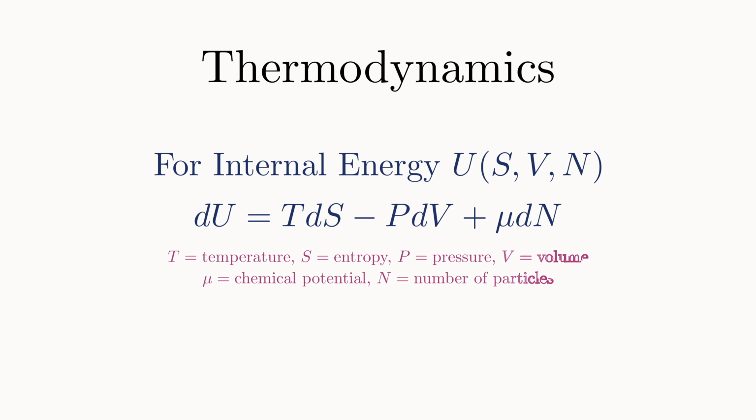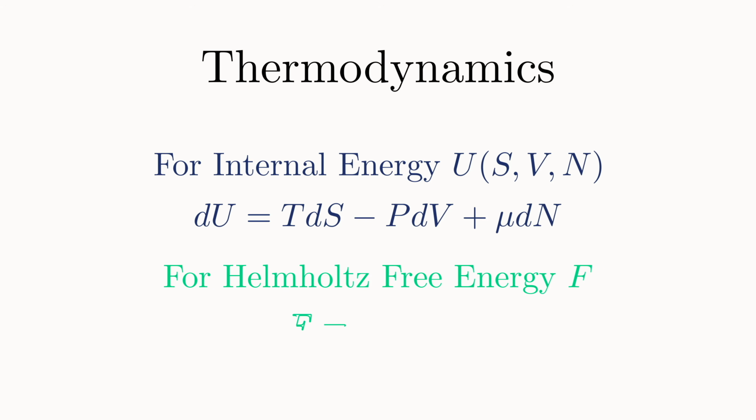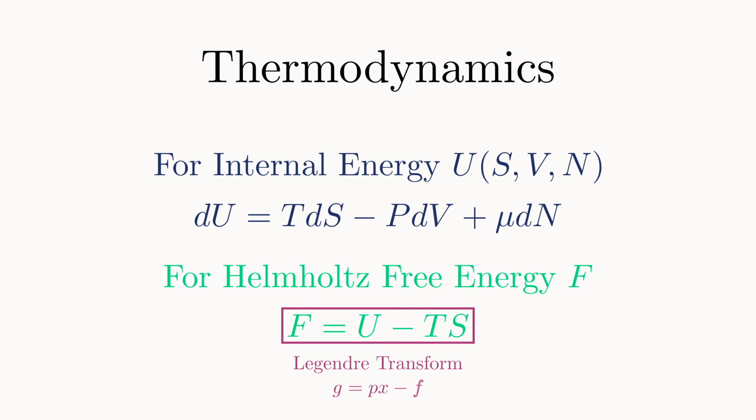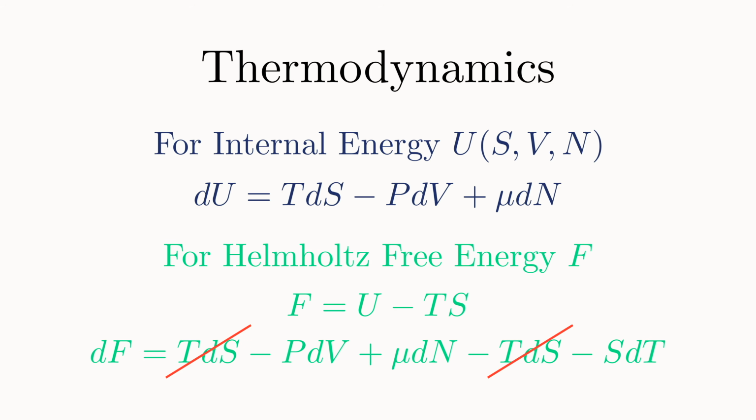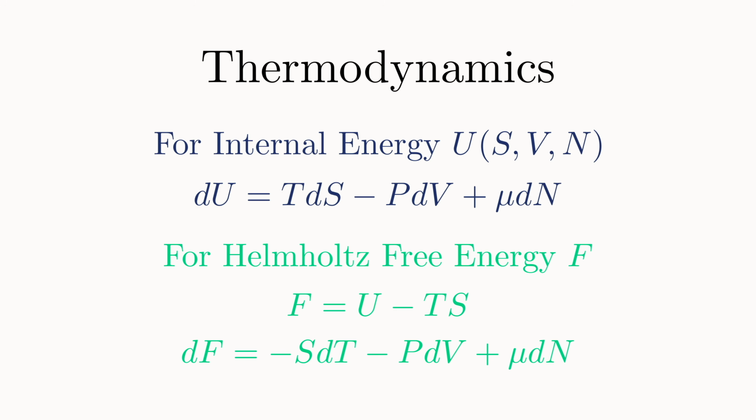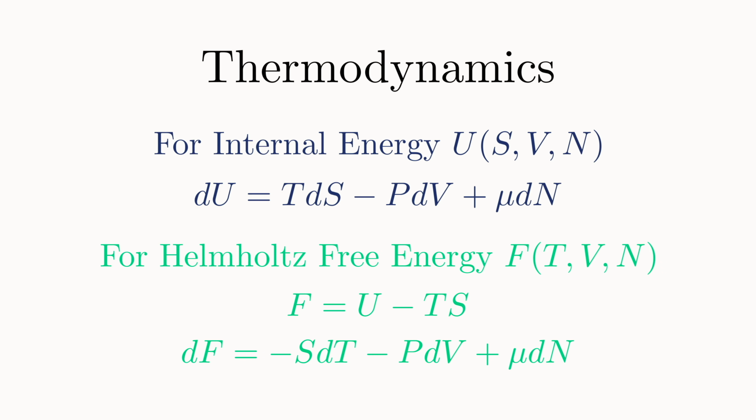Now there's another thermodynamic quantity called the Helmholtz free energy, which is defined by subtracting T times S from U. But this is really just a Legendre transform of the internal energy. In physics, the sign convention is sometimes reversed in order to make sure certain physical quantities have the correct sign. So if we take the differential of F now, we can see that dF equals dU minus T dS minus S dT. Substituting for dU and canceling terms results in the following, which means that F is a function of V, T, and N.